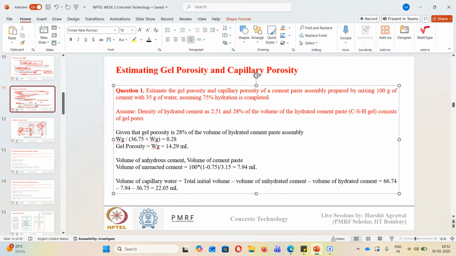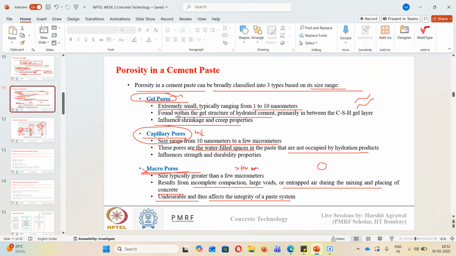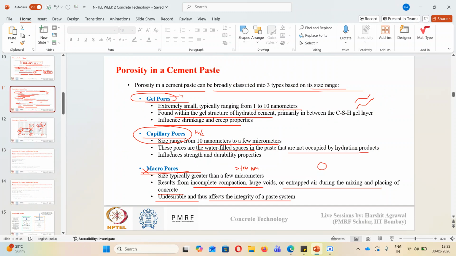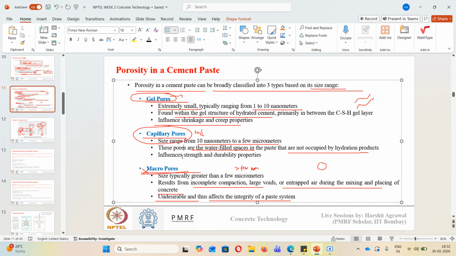Last topic when my screen went off was capillary pores. Just after capillary pores we got to this discussion of estimating gel pores and capillary porosity. I was on this slide where we talked about gel porosity and capillary porosity, and I told about macropores. Macropores are those pores formed due to improper compaction or preparation of concrete, big voids created when compaction is not done properly, and this affects the strength severely.